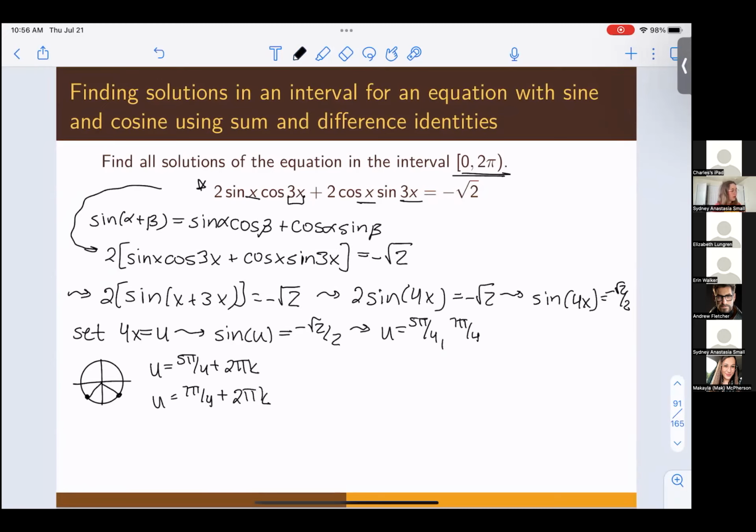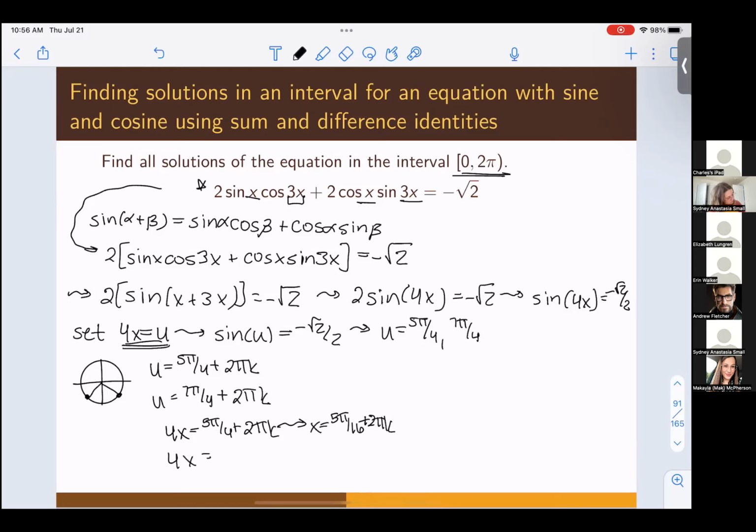Cool. Now I want to substitute 4x back in for u, because u is just 4x. We set that a while ago. So let's plug 4x back in for u so we can solve for x. We have that 4x is equal to 5 pi fourths plus 2 pi k, which, dividing everything by 4, we get that x is equal to 5 pi over 16 plus 2 pi k.